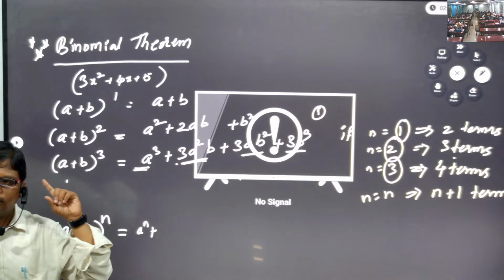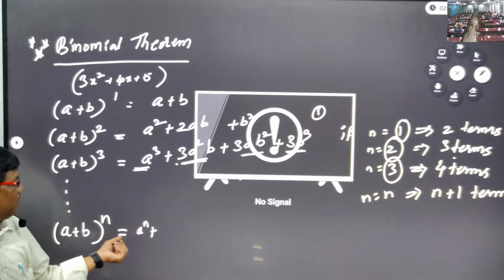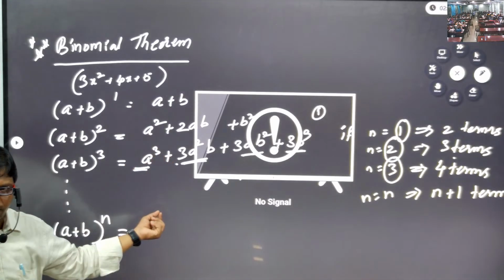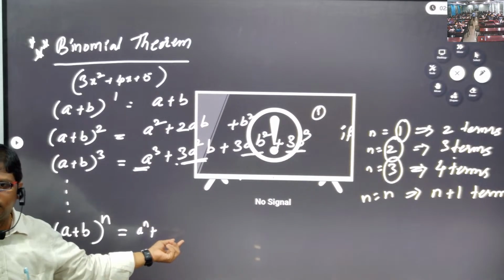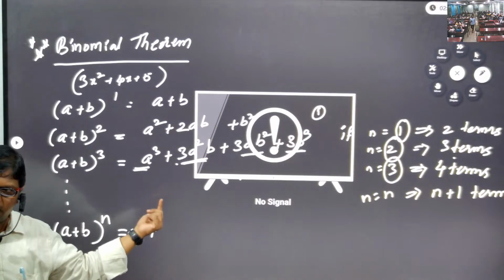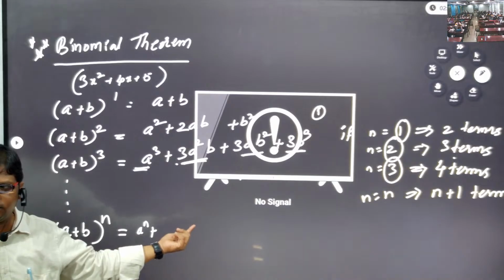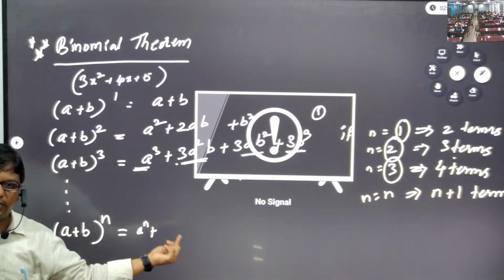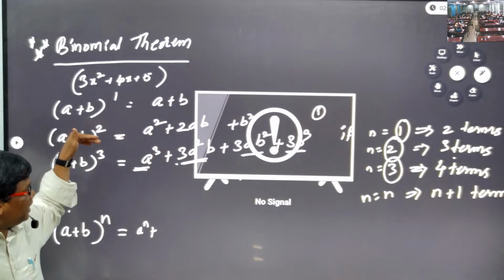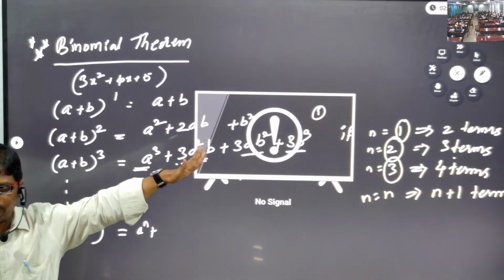Out of which the first term will be a^n b^0, plus the second term a^(n-1) b^1, plus a^(n-2) b^2, plus a^(n-3) b^3, right? So the a power will be decreasing and the b power is going to be increasing, right?